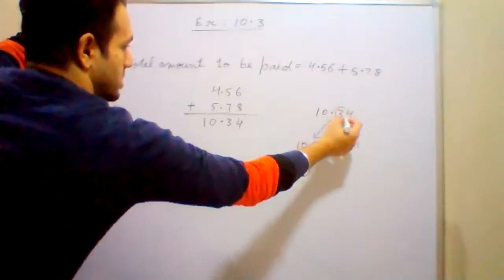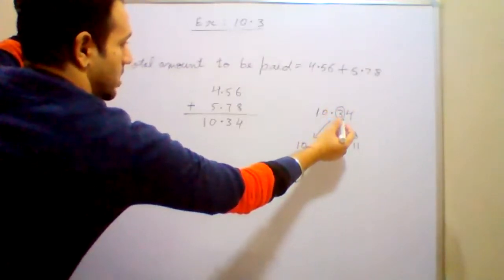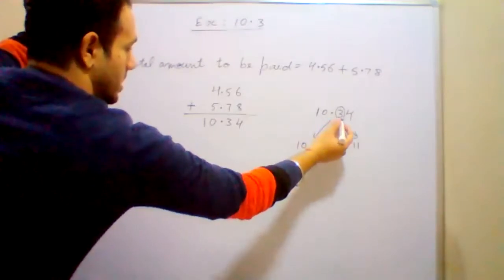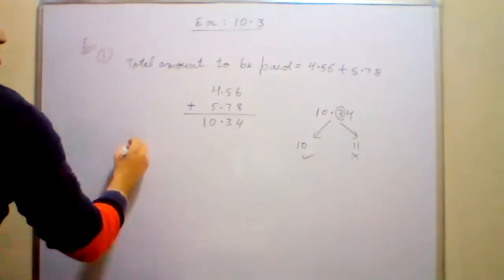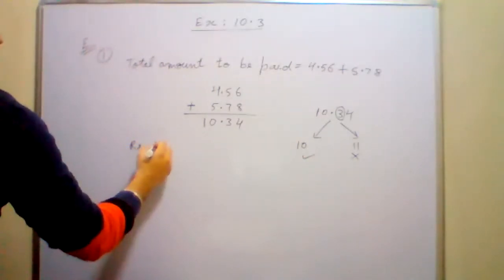The first digit after the decimal that you are removing is 3. 3 is less than 5. So this is wrong, this is correct. So the answer is rupees 10 is to be paid.